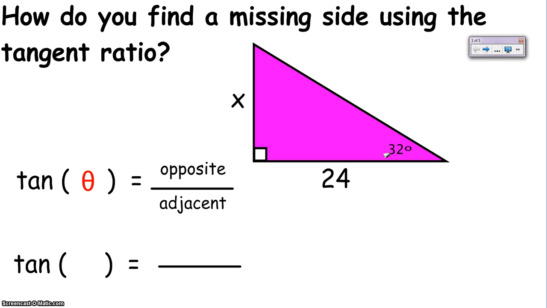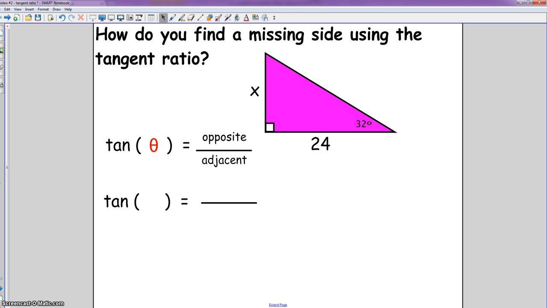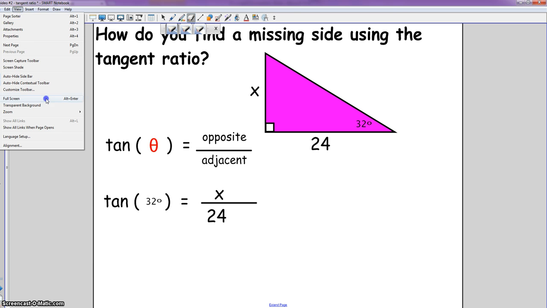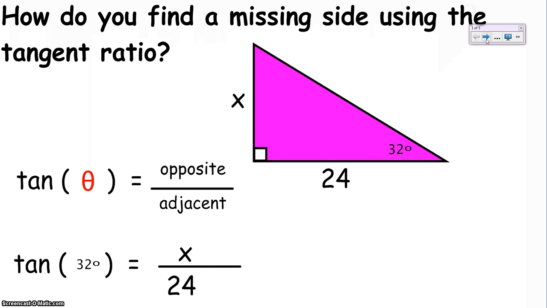When I look at my picture, I see that I have 32 degrees as my theta, I have x as the side opposite, and I have 24 as the adjacent side. What I can do with that is take my information and plug it into the formula. So I could put 32 degrees here, x as the side opposite, and 24 as the side adjacent. That's what we will do as we go through each problem.